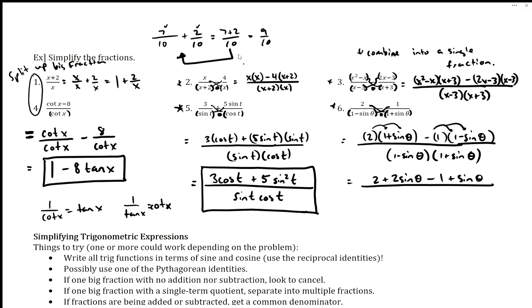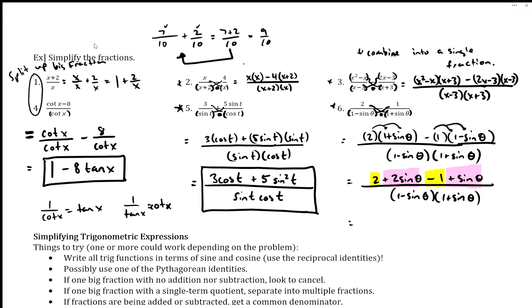Now the denominator, it might be a good idea to FOIL that out or multiply it out. However, a lot of times we leave the denominator in factored form, which it currently is in. Okay, so sometimes it's better to multiply it, sometimes it's not. I'm going to leave it in factored form. And then my last step is to just simplify by finding like terms in the numerator. So we have a 2 and a minus 1. And then we have a, let's do that in pink, a positive 2 sine theta and a positive sine theta that would also combine.